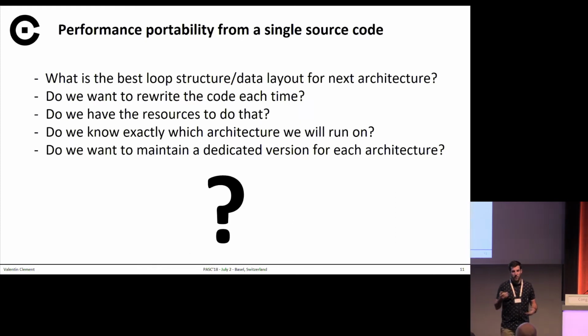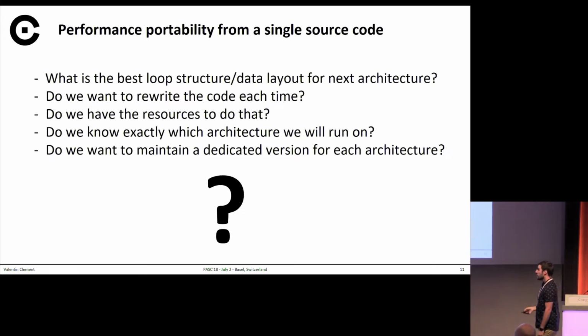So with all of this, we asked ourselves several questions. Of course, what is the best loop structure that we need to apply for the next architectures? Do we want to rewrite the code each time we have a new supercomputer? Do we have the resources to rewrite the code? Of course, because like at MeteoSwiss, there are only a few people working in the development group. And can we have a different code than the people in Germany also running COSMO and keep up with them in terms of science?